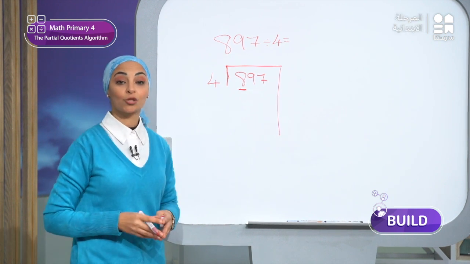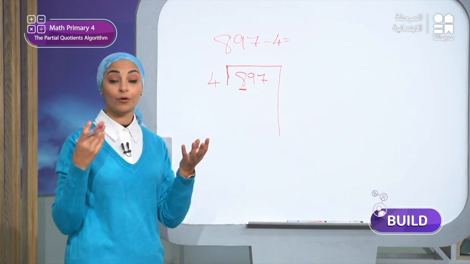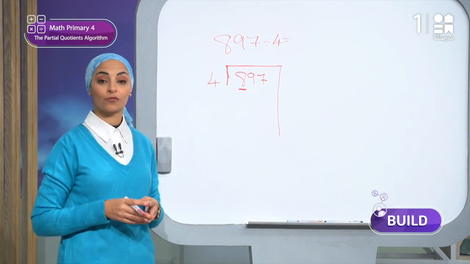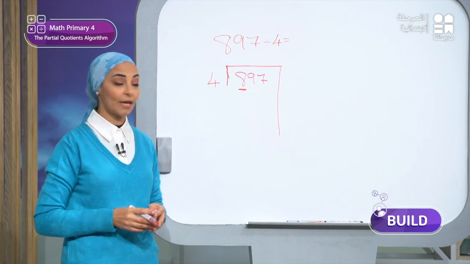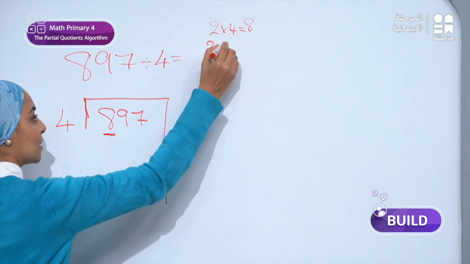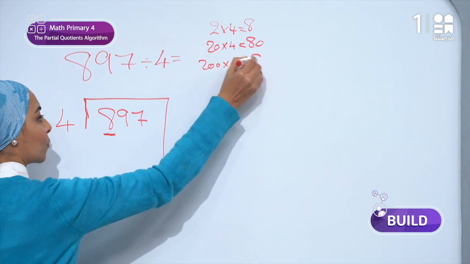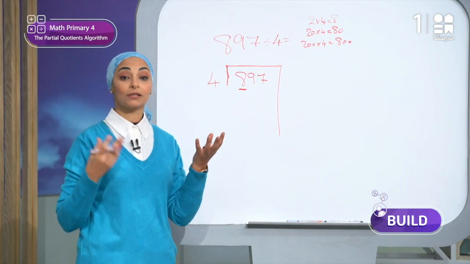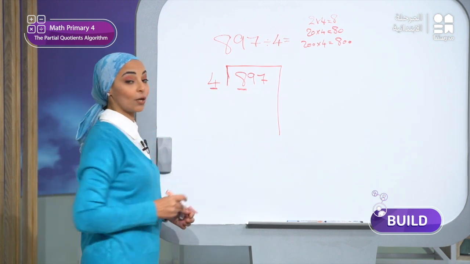Right? Then ask yourself again, is 800 a multiple of 4? Do you know a number that, when I multiply by 4, gets 800? 4 times what equals 800? From the patterns of multiplying by 10, 100, 1000, we know that 2 times 4 gives me 8. Let's write it. 2 times 4 equals 8, and 20 times 4 equals 80, and 200 times 4 equals 800. So that means 800 divided by 4 equals 200.